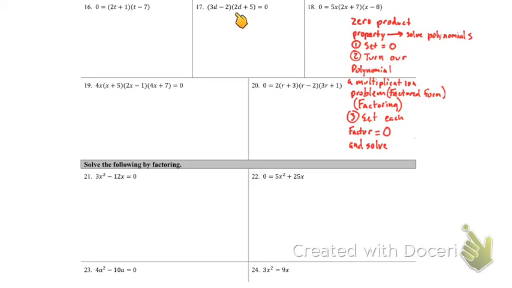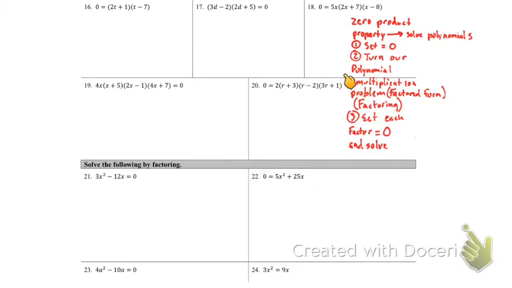So if you look at number 17, is my equation set equal to 0? And the answer is yes, it's set equal to 0 here. So step 1 is done. Step 2, which is the most difficult step of all, is we want to turn our polynomial into a multiplication problem, which we call factored form. The way we do this is by factoring, okay? So you should be comfortable with some form of factoring, which is, I think, GCF for you guys. That's what you were talking about this week. There's actually multiple forms of factoring, and we're starting with GCF, okay?